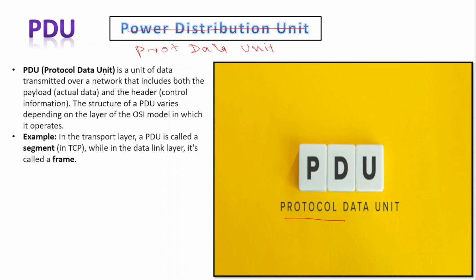So PDU, or Protocol Data Unit, is a unit of data transmitted over a network that includes both the payload, that is actual data, and the header, that is control information. The structure of a PDU varies depending on the layer of the OSI model in which it operates. Example, in the transport layer, a PDU is called a segment in TCP, while in the data link layer, it's called a frame.